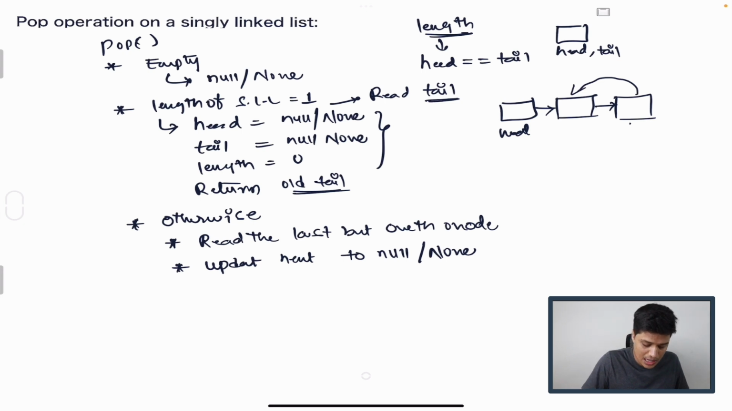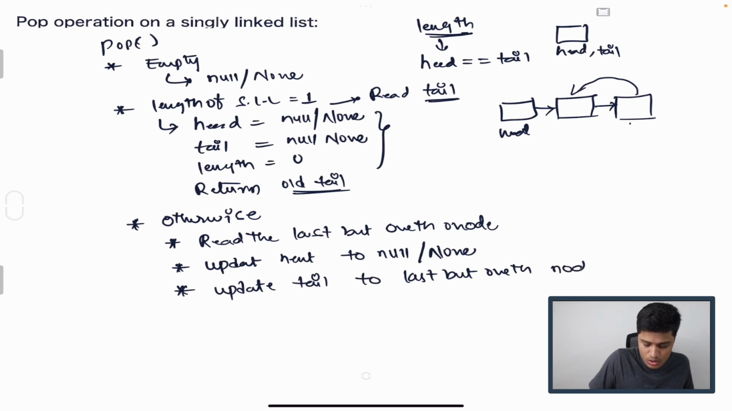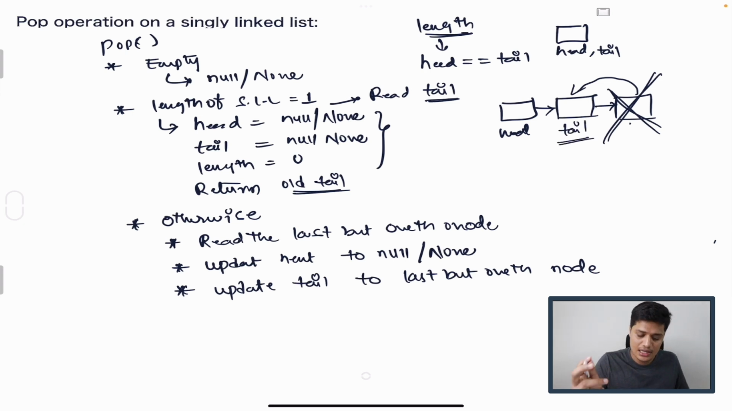And we will simply update tail to the last but one node, because the reference of this node has been lost in the last but one node, since we have updated it to null or none. So this will no longer be the tail node. We have to make sure that the tail node is updated to the actual tail node, the very last node we have in the singly linked list, which is nothing but the last but one node.